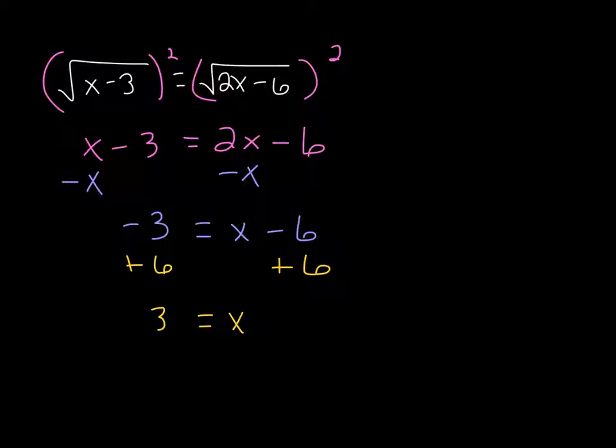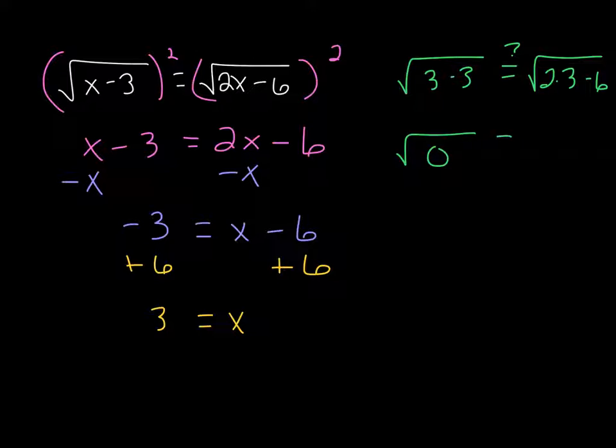All right, now let's check it. Square root of 3 minus 3 should equal square root of 2 times 3 minus 6. And over here, 3 minus 3 is 0. 2 times 3 minus 6 is also 0. Square root of 0 is 0. So that does indeed check. X equals 3.